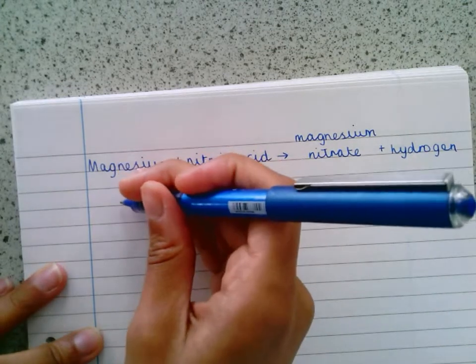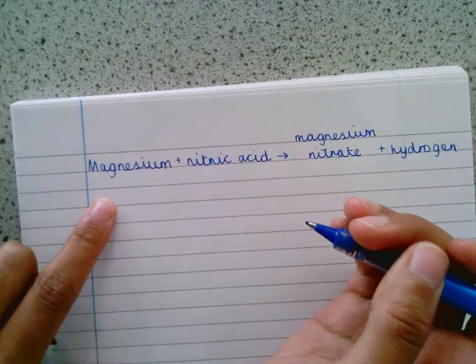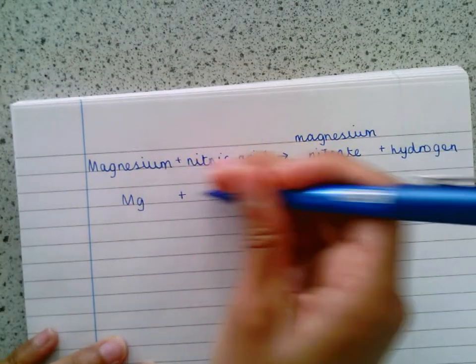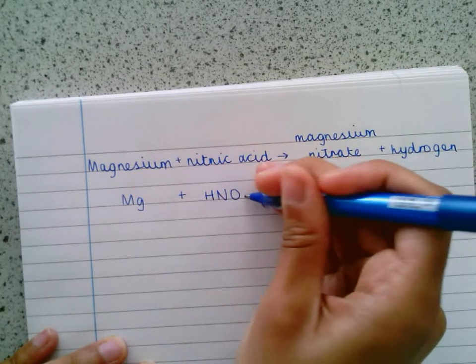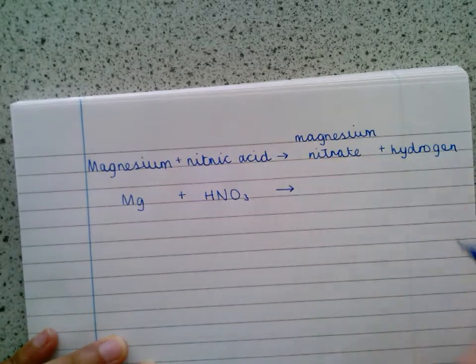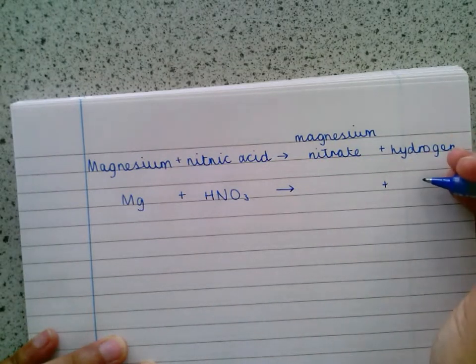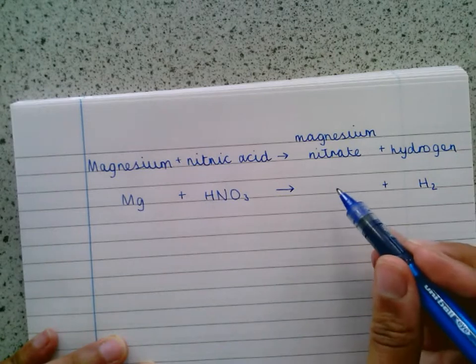So, what is the chemical symbol for magnesium? Mg. Good. Nitric acid? HNO3. Good. Now, we know about hydrogen. What is the chemical formula for hydrogen? H2. Good. This is where it gets tricky.